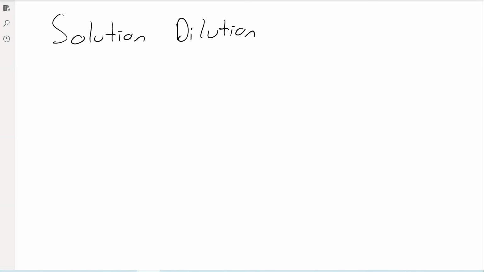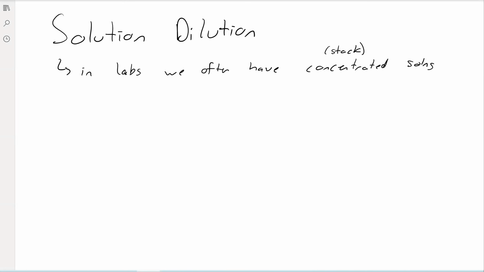All right, so the next topic is solution dilution. So in our labs, we often have concentrated solutions, which are often called stock solutions. And they often come in concentrated versions. That way there's not as much of them, right? And you can store it easier, right? You only have to store 1 liter of solution rather than 10 liters of solution or whatever.